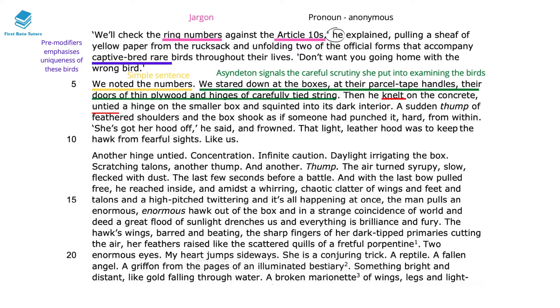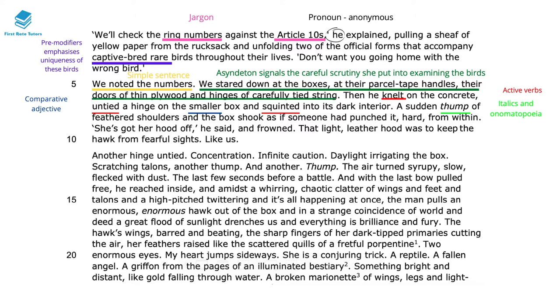Also, she mentions that the man who is looking after these falcons knelt and then untied and squinted. And these active verbs really show how they are scrutinizing these hawks, looking around, looking at the different packages that they are stored in. Furthermore, the comparative adjective, the smaller box, now starts really focusing our attention in on this particular special hawk that captures her attention.